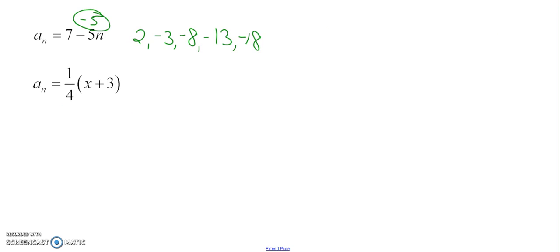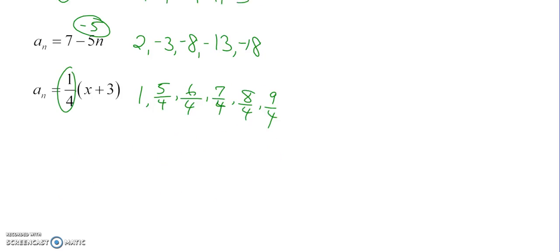A little trickier here. This would be 1, and then you would have 5/4, then 6/4, 7/4, 8/4, and of course I didn't reduce any of these, 9/4. The common difference here is 1/4. So there is a little bit of a pattern here. The common difference is essentially the multiplication portion of your formula. That's where the common difference comes from.